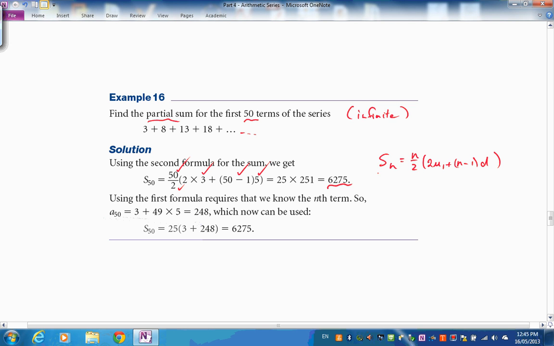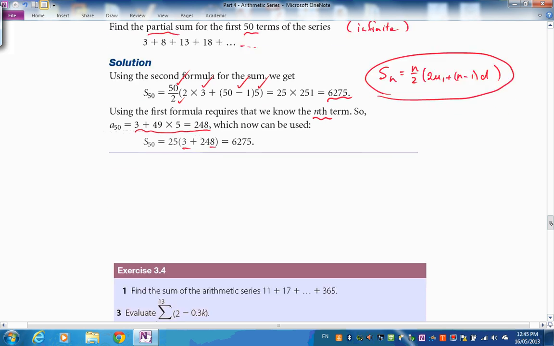Using the first formula requires that you know the nth term. So generally we wouldn't do that, because you've got to go through all the work to get the nth term and then add it up that way. So really, this is the most useful formula generally.